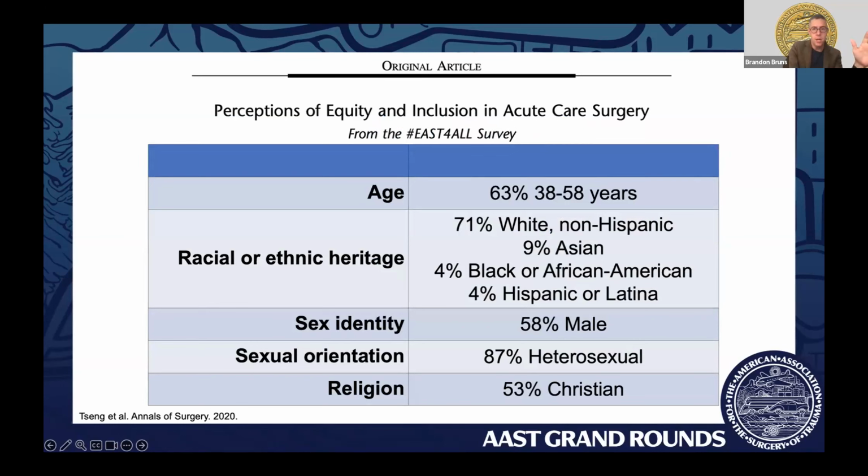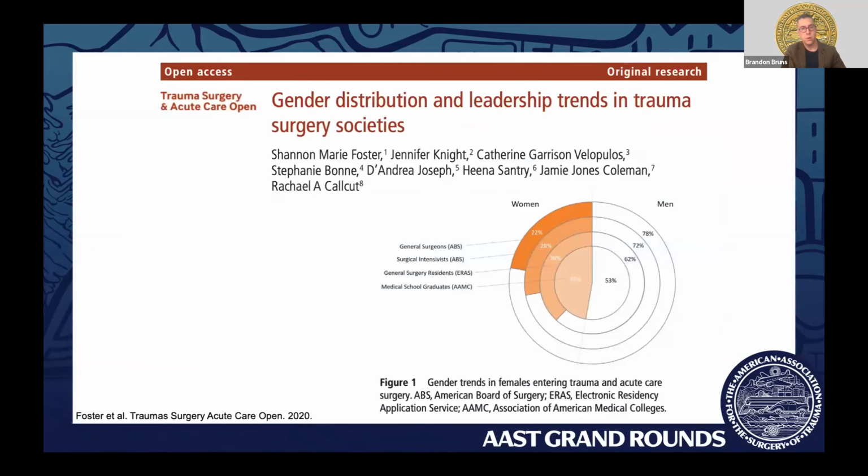This is a snapshot of the demographics of acute care surgery. It comes out of some work we did around 2018. We surveyed East membership through the East for All committee, just looking at demographics of the members. And you can see that most of the respondents were white, 58% were male, almost 90% identified as heterosexual, and 53% were Christian.